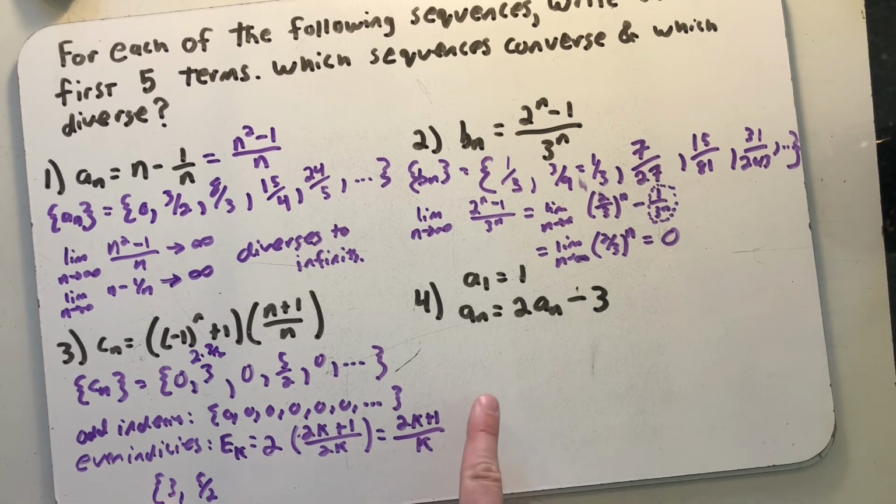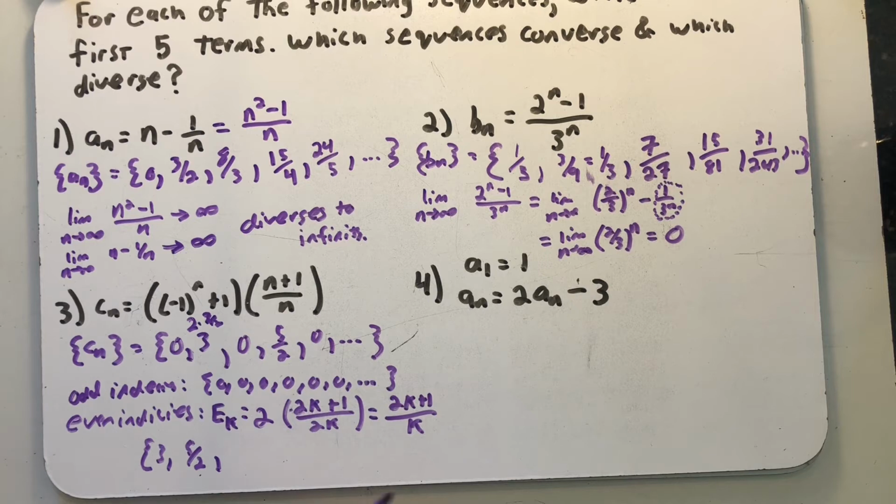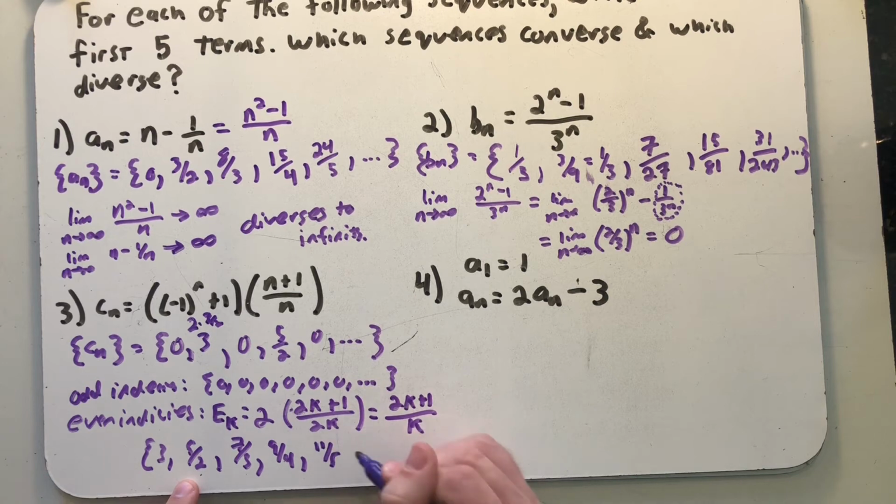If I plug in a 1, I get a 3 over 1. If I plug in a 2, I get a 5 over 2. And let's just plug in the next few to find the next few even terms in the big sequence. And so a 3 would give me a 7 over 3. A 4 would give me a 9 over 4. And a 5 would give me an 11 over 5.